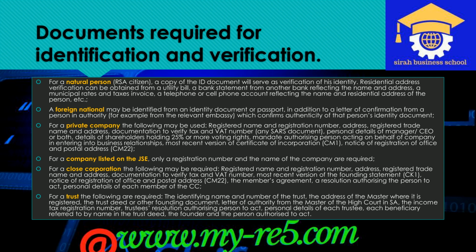For a trust the following are required. The identifying name and number of the trust, the address of the master where it is registered, the trust deed or other founding document, letter of authority from the master of the High Court in SAW, the income tax registration number, trustee's resolution authorizing person to act, personal details of each trustee, each beneficiary referred to by name in the trust deed, the founder and the person authorized to act.